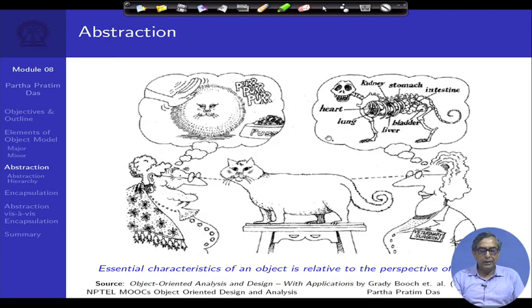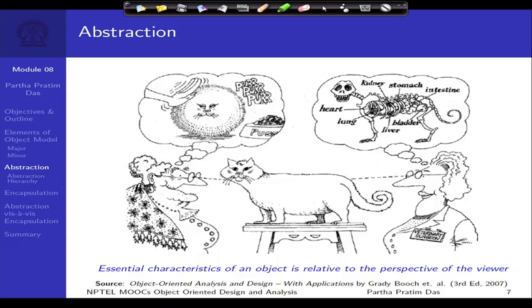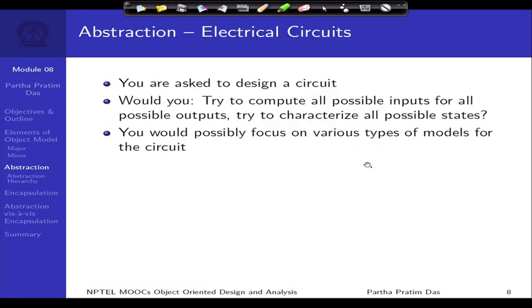This is from our OOAD book. This is a cartoonist's view of abstraction. There is a cat and two observers on two sides. One certainly looks at the cat from a gluttonous approach. The other, who is a veterinary surgeon, whenever he looks at the cat, gets to see all the internal organs. So, it is the same cat, but the two observers look at two different views of the cat as is their interest.